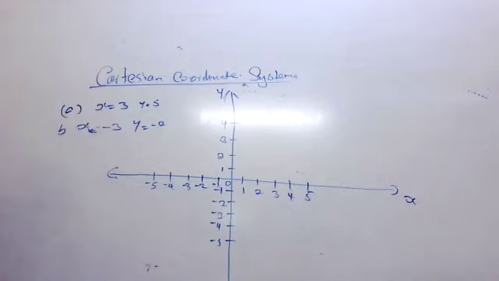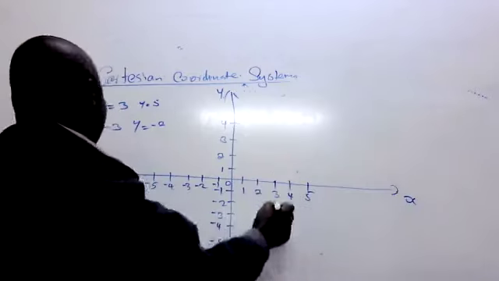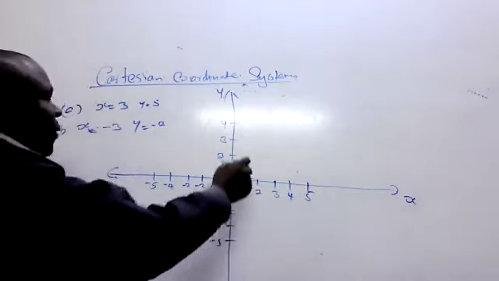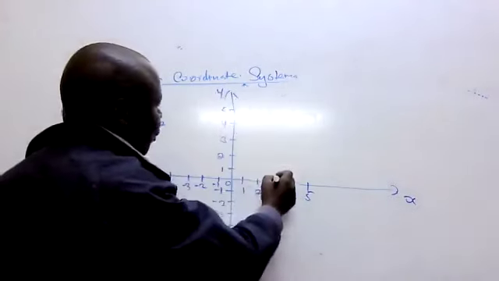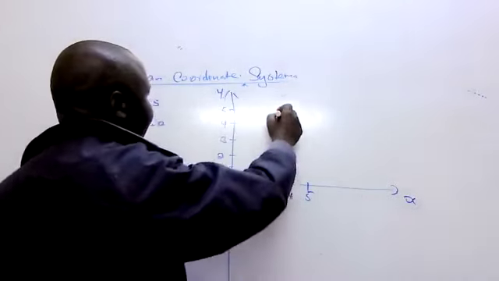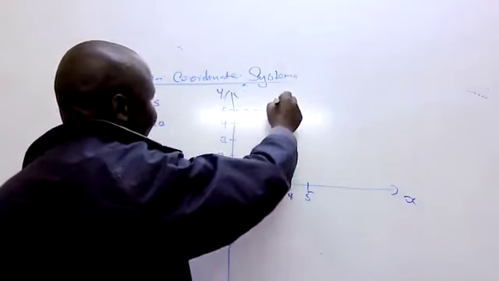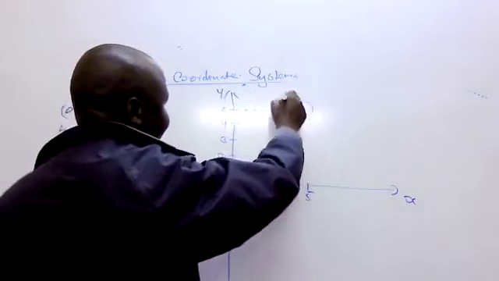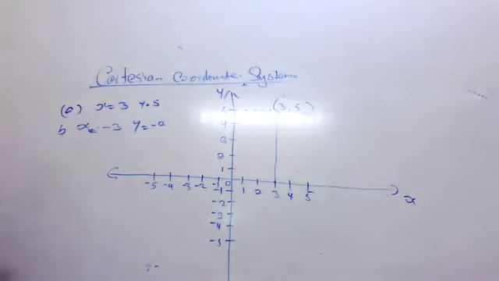So let's start with A. X is 3, so we go where this 3 is. And then y is 5, so we go where there's 5. So we are going to draw a line, and then this one. Where they meet, this is where we have (3, 5). I hope you are together there. We just have a point where the two points meet. So that's where we are going to have (3, 5).